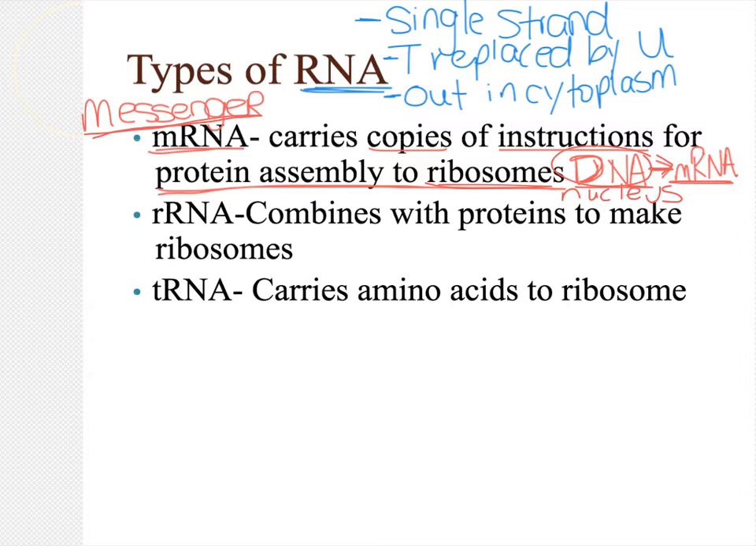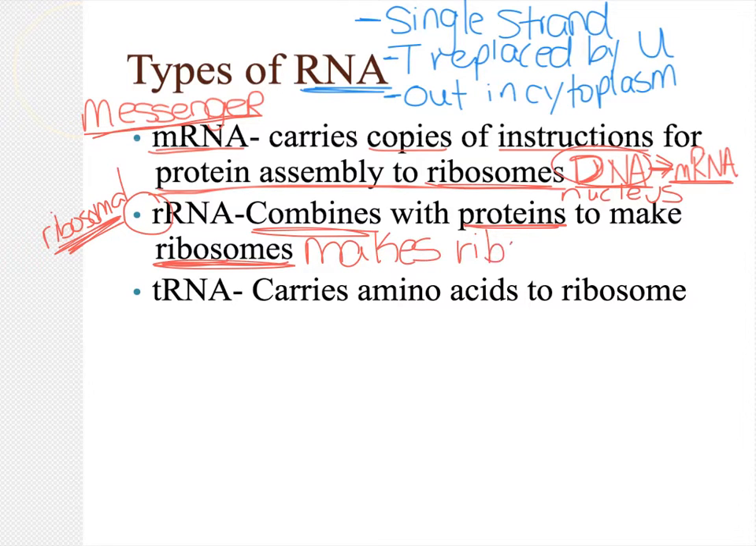Another type of RNA is rRNA. The R in this case stands for ribosomal RNA. That is because it is going to combine with the proteins in order to make ribosomes. So ribosomal RNA combines with proteins to make ribosomes, so that then you can make your protein. Ribosomes are the makers of protein.